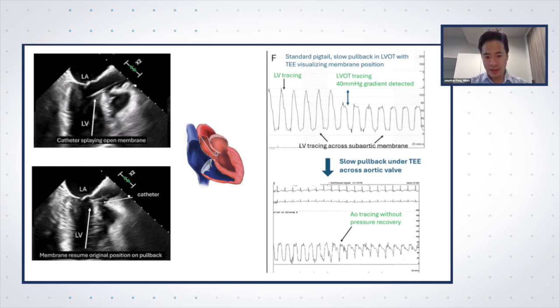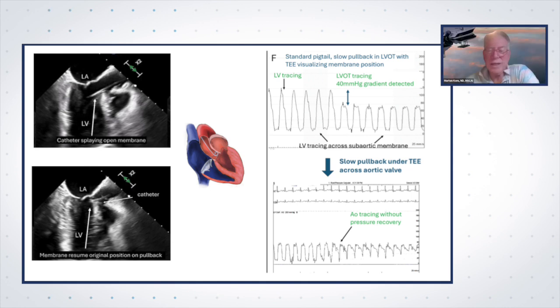And then when the catheter was placed at this position and slowly further pulled back across the aortic valve, we see an aortic tracing, but no pressure recovery, meaning that this gradient is a real gradient. It's not due to the Bernoulli effect. So with this, together with the intraprocedural transesophageal echocardiogram, we confirmed the diagnosis of an aortic membrane, and the patient was referred for surgery.